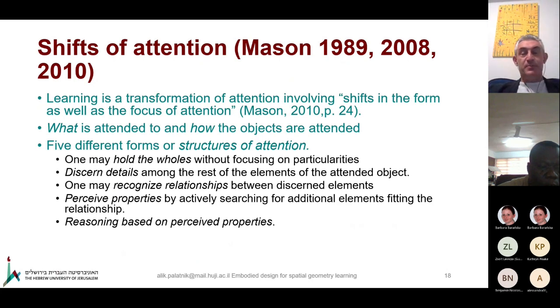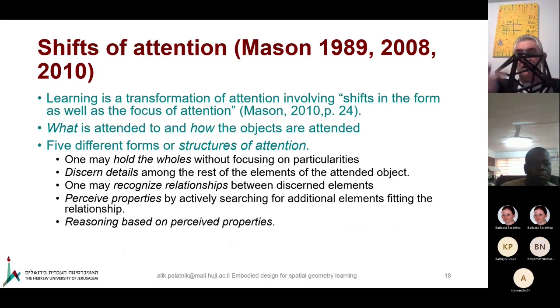Also, I can perceive properties. I can say, okay, I can see that exactly 5 edges are coming from the vertex. Let's check what will happen in another one. So here I'm not just recognizing relationships. I am perceiving this property. I'm conjecturing and thinking, okay, yes, here it's also 5.